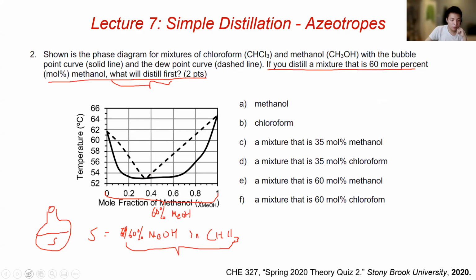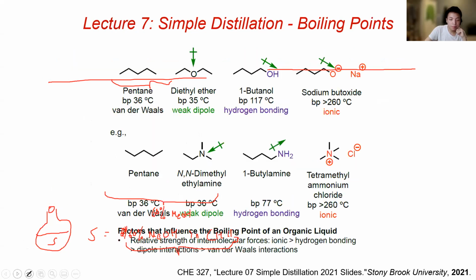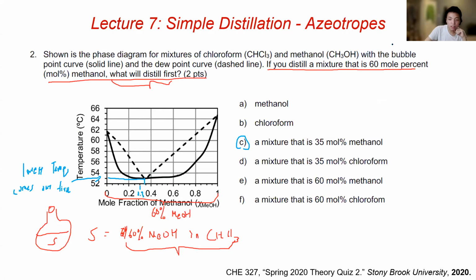Yep, C. This is the point where we start to see, so this is 0.3, and it's around 0.35. Because this is the lowest temperature you're going to see, and this will come out first. Lowest temp comes out first. Before I move into boiling point, everybody get the idea of azeotrope?